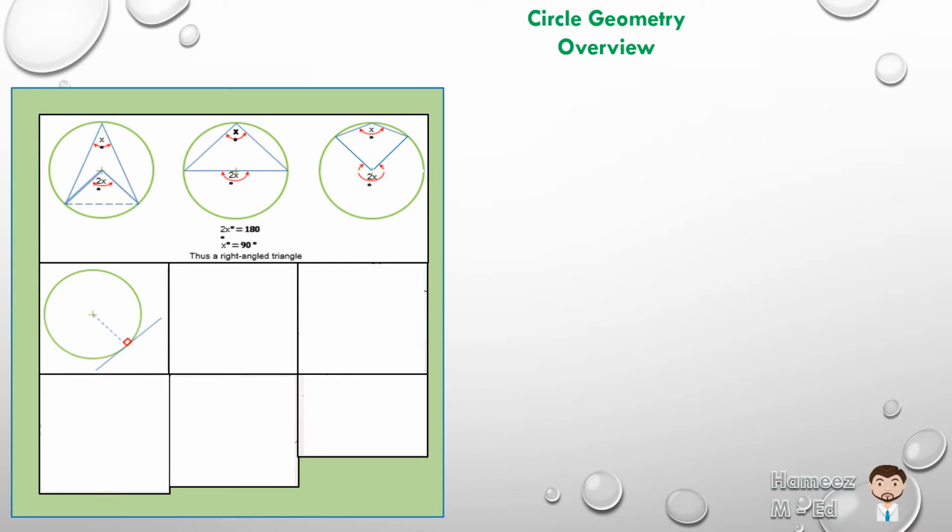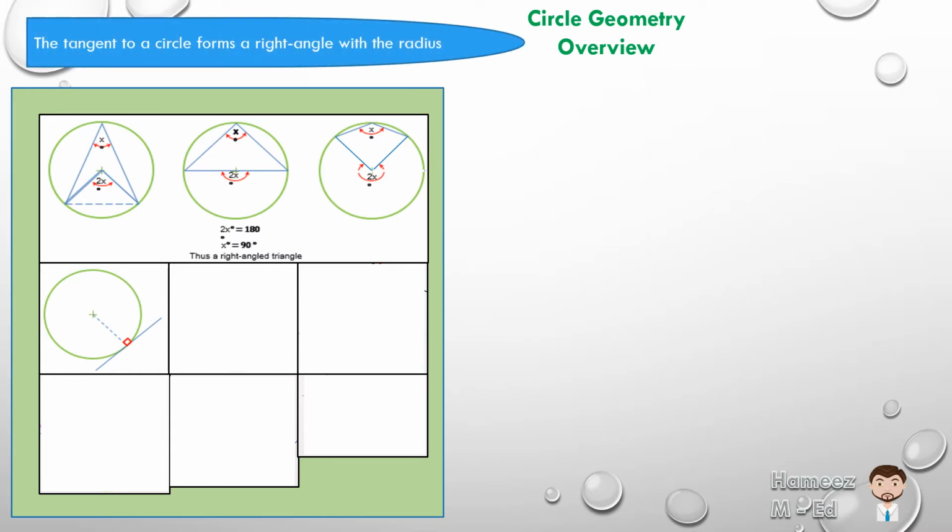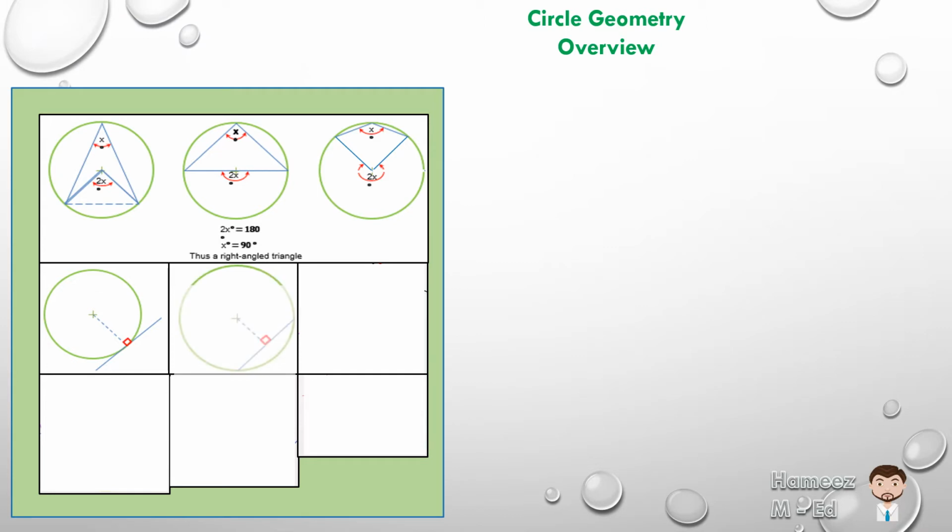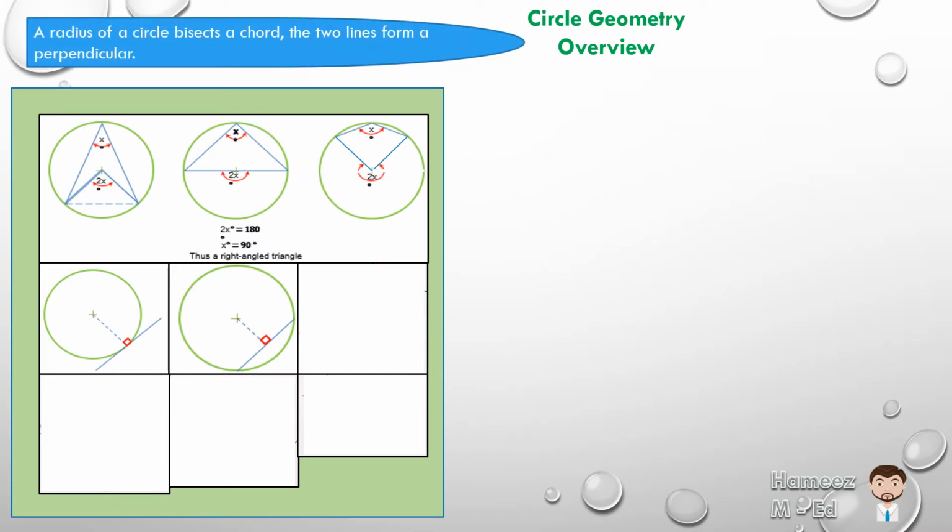Let's look at the 4th diagram. There we can see we have a radius and it's touching a tangent. And what can we see? The tangent to a circle always forms a right angle, which is a 90-degree angle, with the radius. In our 5th diagram, there is another radius, and we can see it is cutting a chord in half, meaning that it is bisecting it. So when a radius of a circle bisects a chord, the 2 lines are perpendicular, meaning they form a 90-degree angle between them.